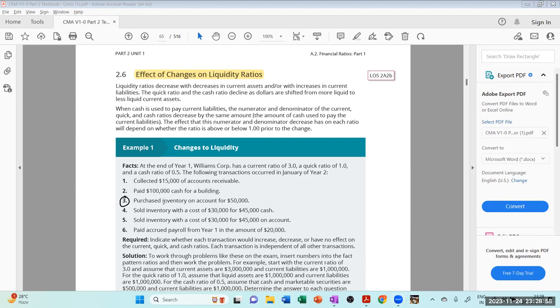Third one. Purchased inventory on account. Very interesting. Purchased inventory on account. Can somebody tell me the meaning of this? What does this mean?